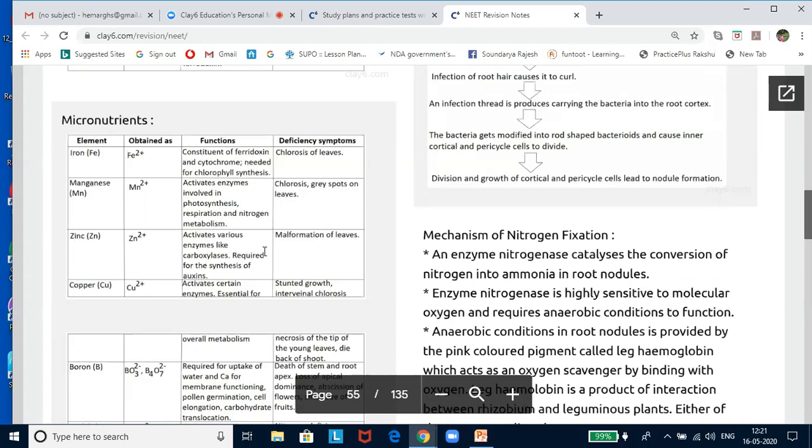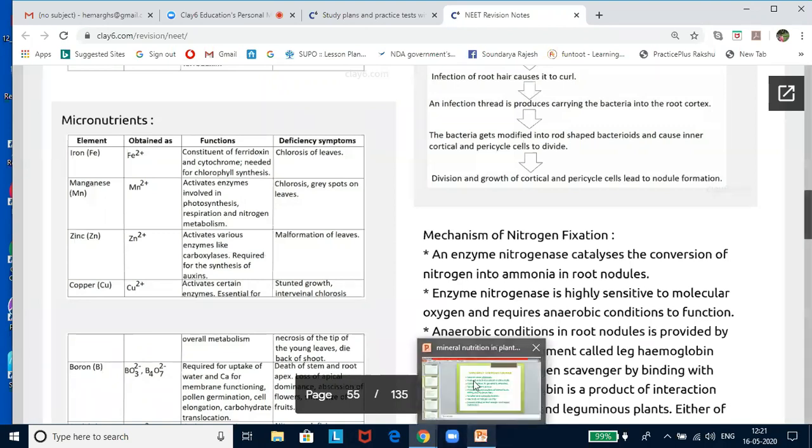Now, the next one is manganese. Manganese is absorbed as Mn2+ ions. Manganese ion is an activator of enzymes like oxidases, peroxidases, dehydrogenases, kinases, and decarboxylases. Maintenance of the lamellar structure of chloroplast is an essential function of manganese ion. Manganese is essential for photolysis of water and evolution of oxygen.